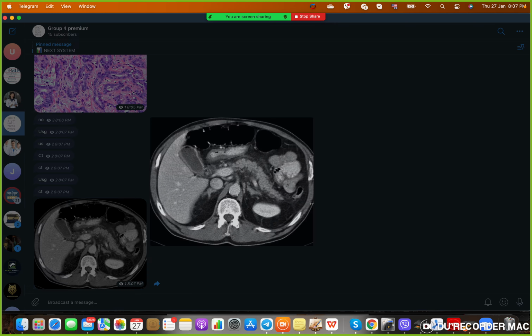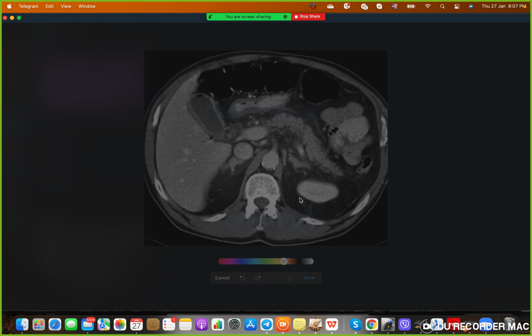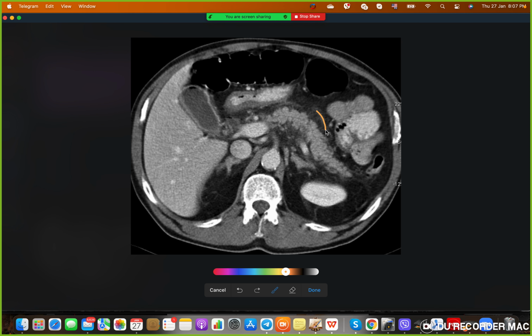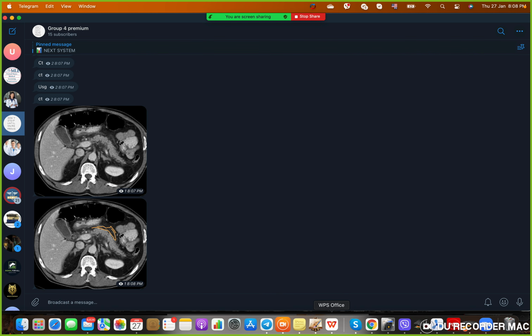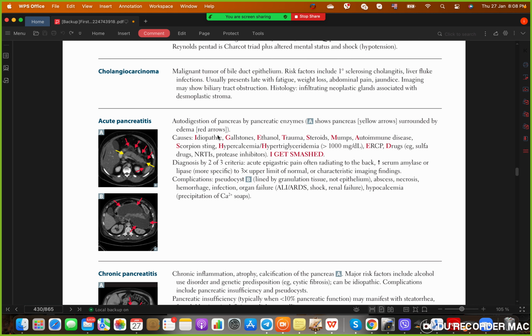Okay, so let's take a look at this guy. As you can see here in this area, this is the edema basically of the patient. You can see something here. This is the edema. Okay? So this is a sign of acute pancreatitis.